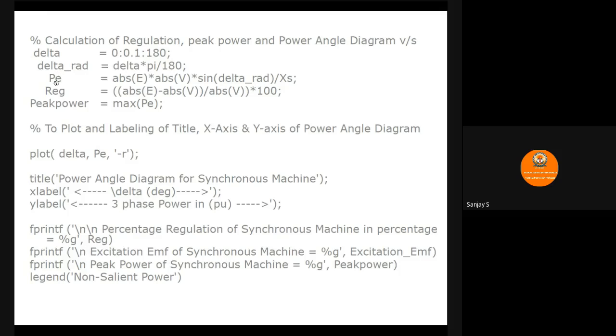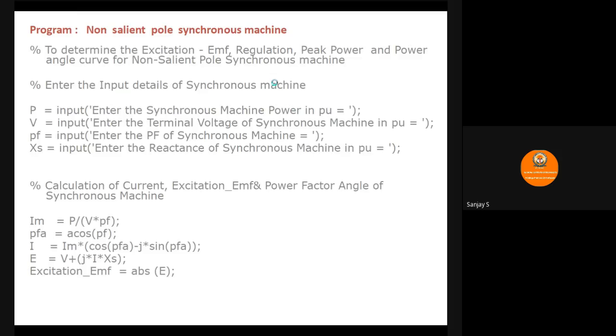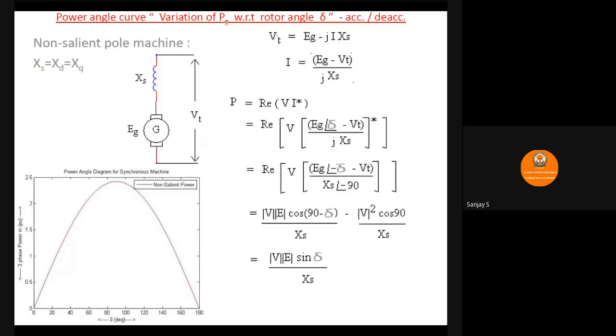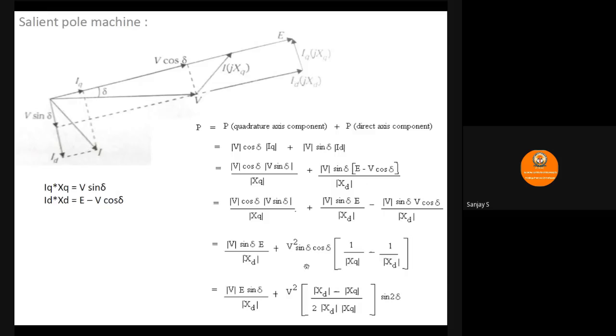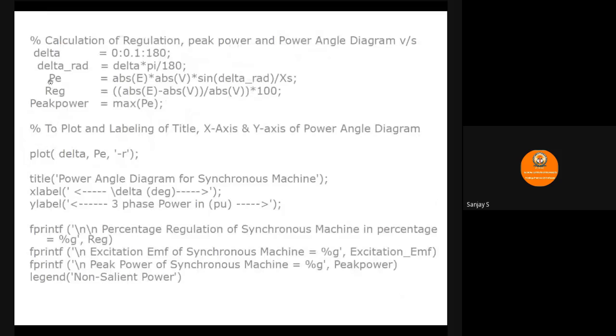And in the next step, I'll be using the formula P will be equal to absolute of E, absolute of V, sine of delta radian by XS. This is nothing but your EV by XS sine delta. This is the expression for real power for non-salient pole machine. I'll just show you the same. So in non-salient pole machine, at the end, you're getting P is equal to EV by XS sine delta. Same formula I'm using there. So P will be equal to absolute of E, absolute of V, sine of delta radian by XS.